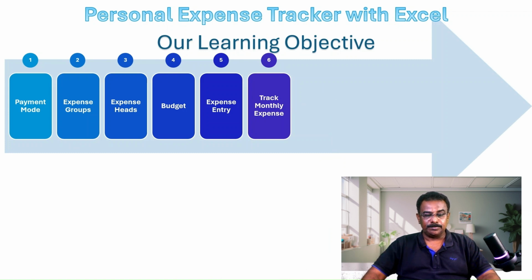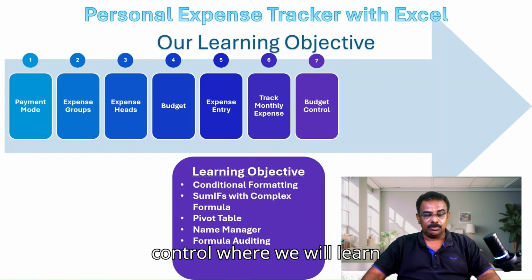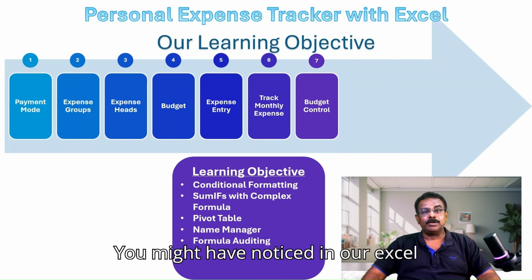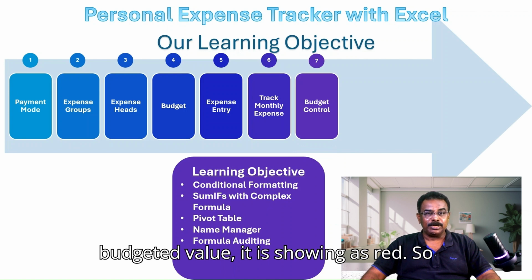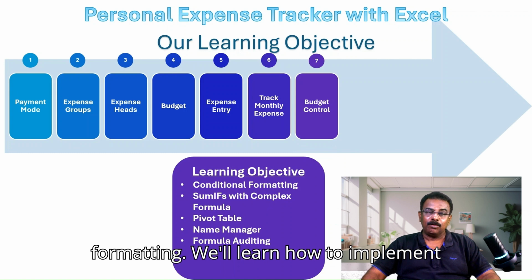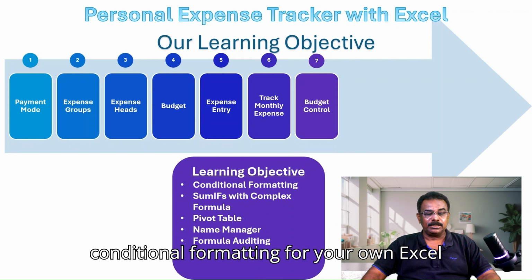We'll look at the other features also, but in this session, we'll be using the watch window and how to use it. We'll be proceeding with the budget control, where we'll learn about conditional formatting. You might have noticed in our Excel application demo that if the expense is going beyond the budgeted value, it is showing as red. That is done using conditional formatting. We'll learn how to implement it.